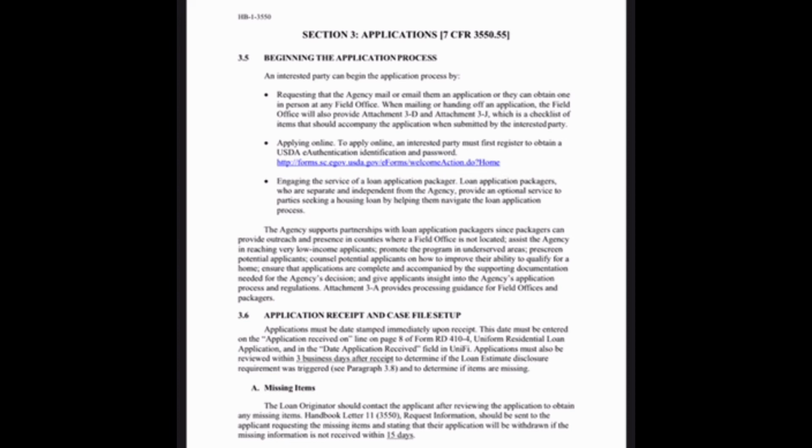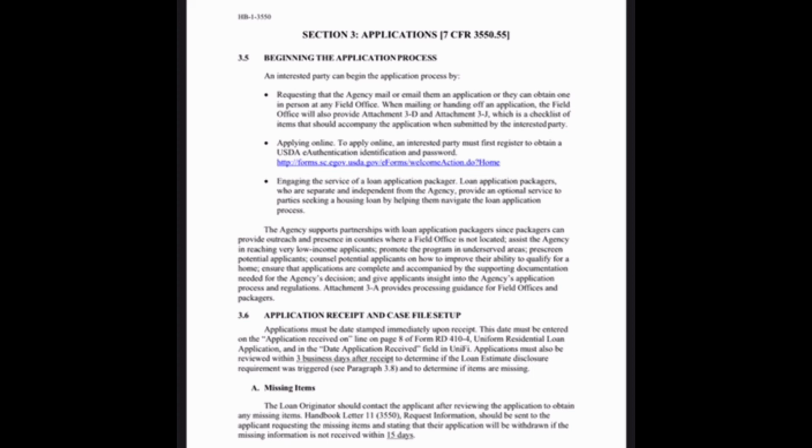You can request that they mail you an application, or you can have them email you an application, and then at any field office. And when they mail it, you have to include the documents that are on the form, form attachment 3J.